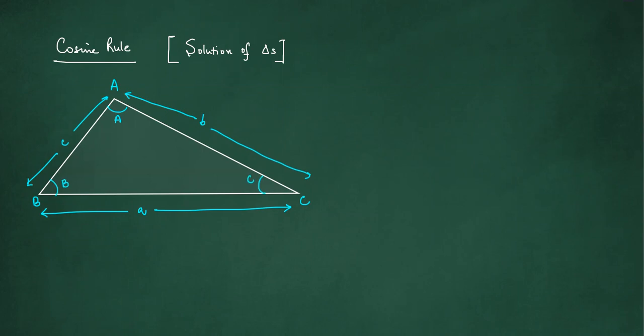Now, according to the cosine rule, there are three statements. I'm not going to prove it, but you should know it as of now. Later on, when we do trigonometry, maybe we can do this. Also, I'm assuming that you have some prerequisite knowledge of trigonometry before you are taking this course. Anyway, a square can be written as b square plus c square minus 2bc into cos of A.